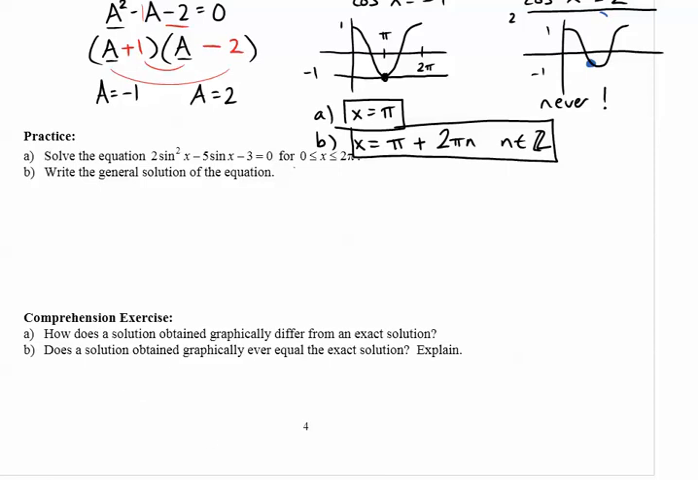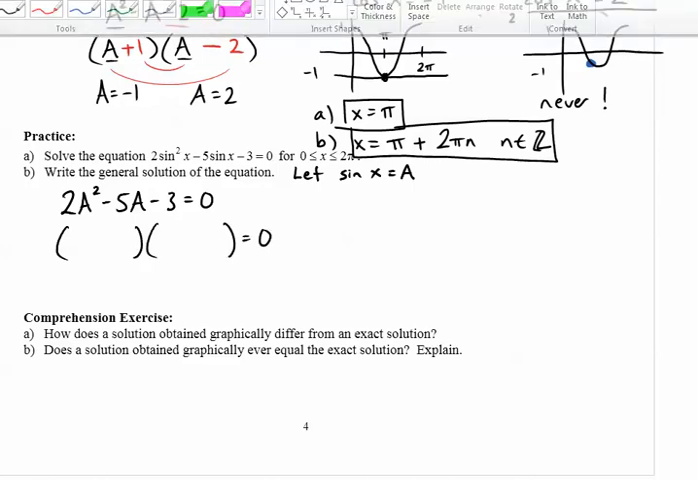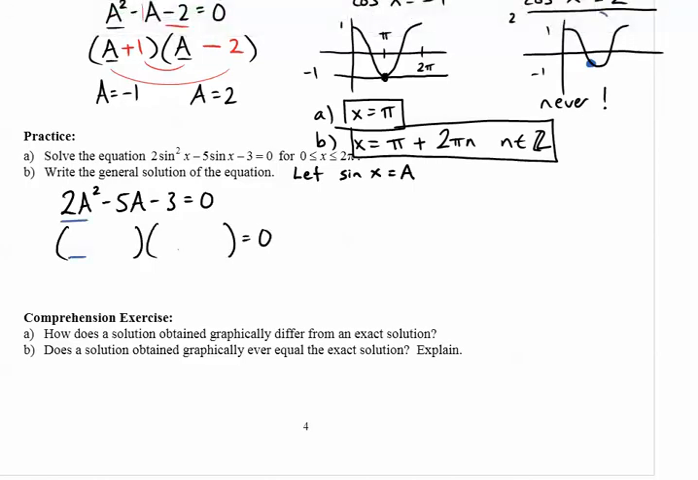So the first thing that we do when we see a problem like this is let sine x equal some other variable like a. Then we're going to change this grade 12 problem into a grade 10 problem. Okay, so to factor this, I need two numbers that multiply to 2. Those will be the 2a squared, that'll go in the front. So there's only one way to get 2, and that's 2 times 1.